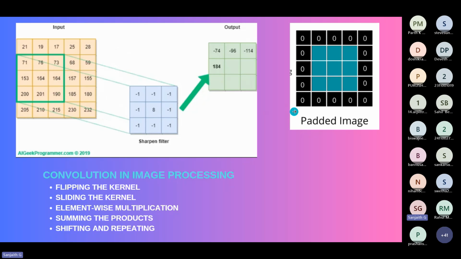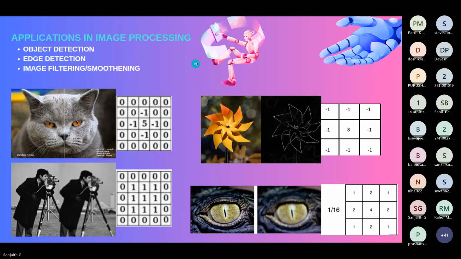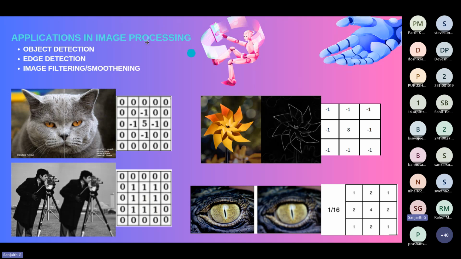I hope you guys get it. So here, we'll be seeing how convolution is used in image processing. I'll implement all of this in a Python script after these slides.